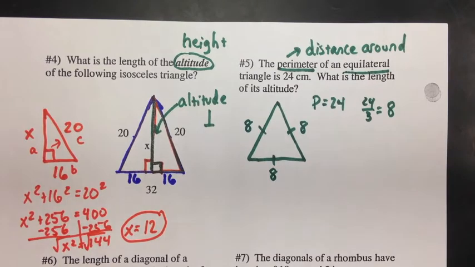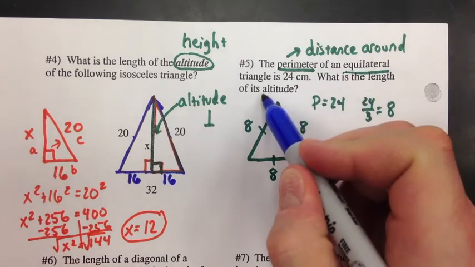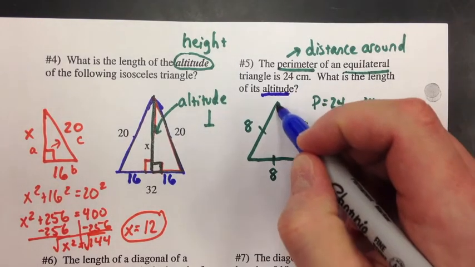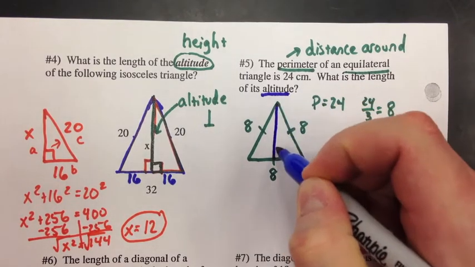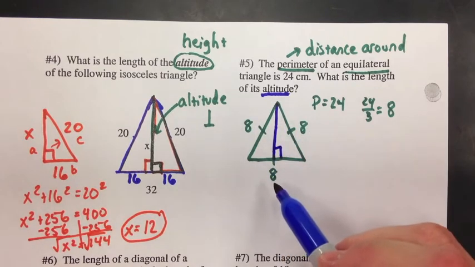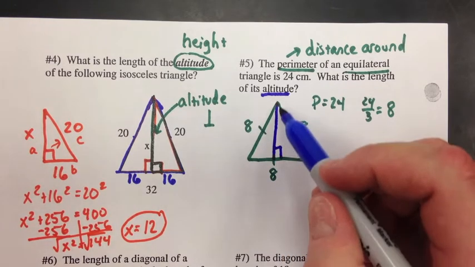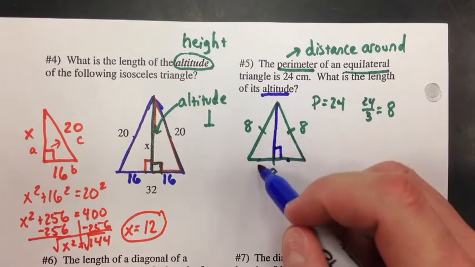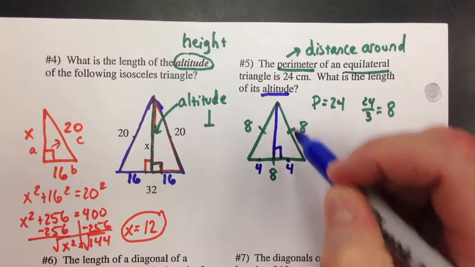Okay, now the question, what is the length of its altitude? Well, if you want to find altitude, we have to draw one. So let's drop an altitude right here. Now, this is an equilateral triangle, just like with an isosceles. If you draw an altitude, you're going to bisect the side. So this becomes 4 and 4.